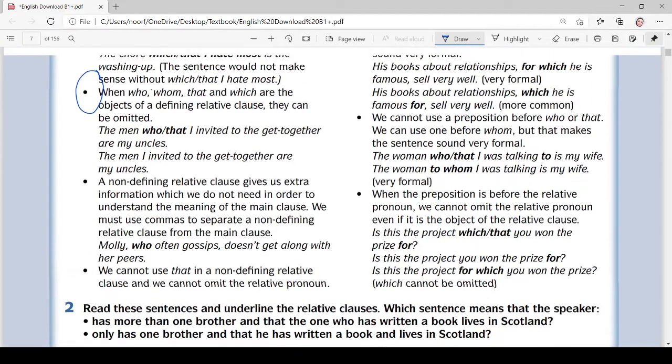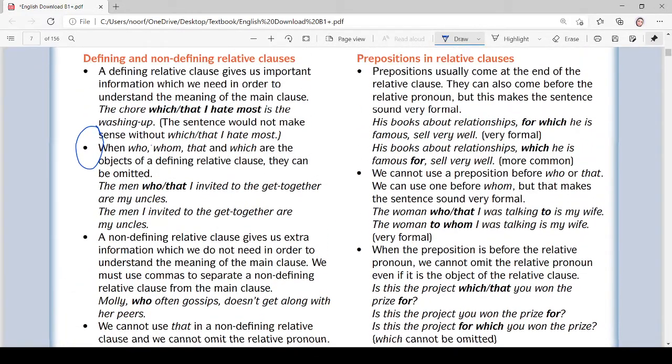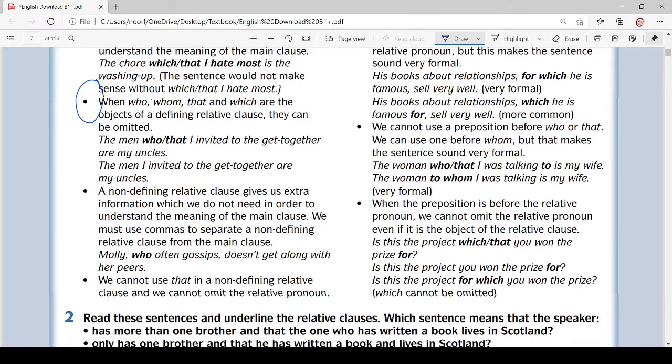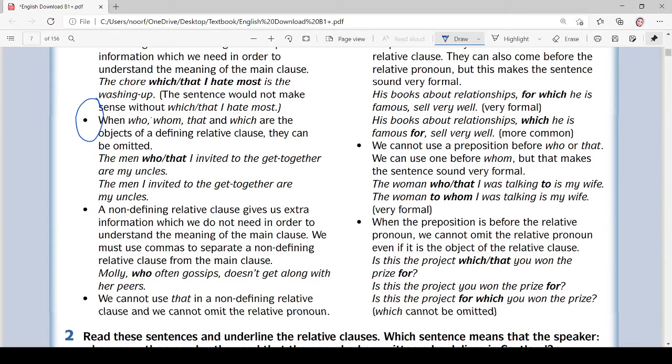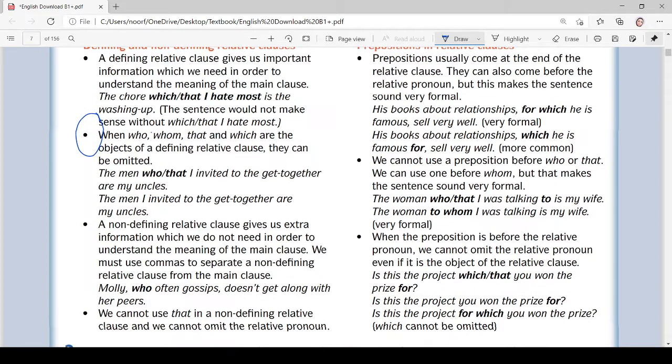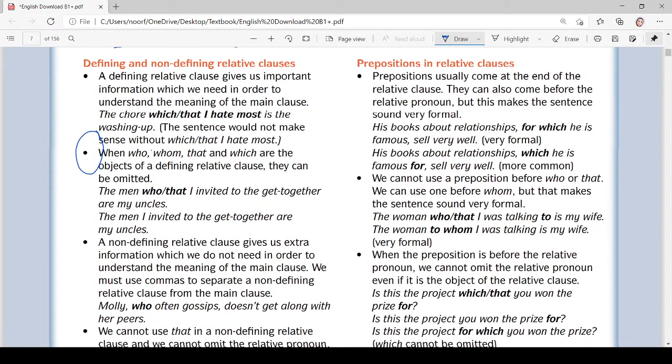Okay. So kat sini dia beza dia sebenarnya defining relative clause ni. Okay, satu, defining relative clause ni dia bagi important information yang kita kena ada. Benda ni kena ada. Kalau tak, kita tak dapat maksud dia. Kalau non-defining ni, kita boleh omit. Omit ni buang. Tak ada benda tu pun tak apa. Dia tahu tak penting lah benda yang kita nak mention tu. Okay, contoh dia macam atas ni kan.